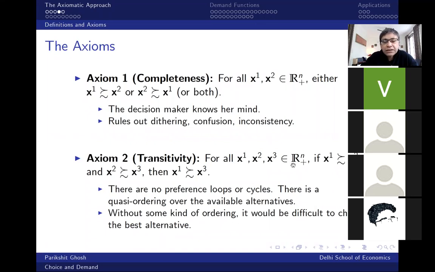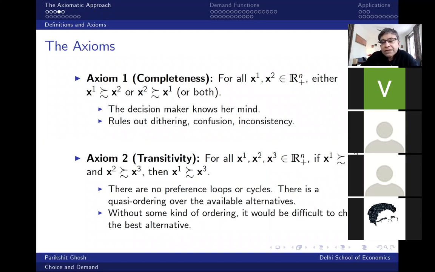Any three bundles, essentially transitivity is ruling out preference loops or cycles. Again, this is like saying that if there are three channels on TV, a news channel, a movie channel, and a sports channel, and you have to choose between them. If your preferences were that you prefer the movie to sports, sports to the news, and news to the movie, then you have a preference loop. Then you have intransitive preferences.